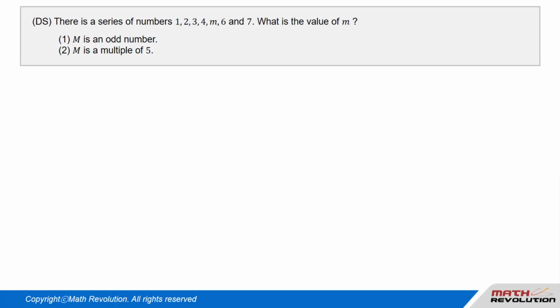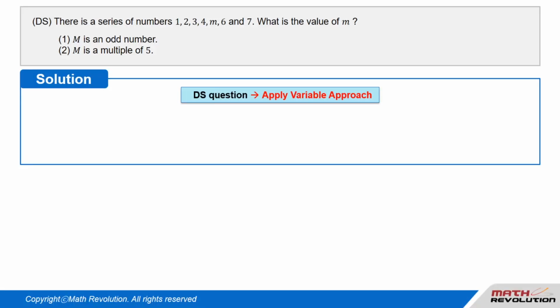Question. DS. There is a series of numbers 1, 2, 3, 4, m, 6, and 7. What is the value of m? Condition 1. m is an odd number. Condition 2. m is a multiple of 5.